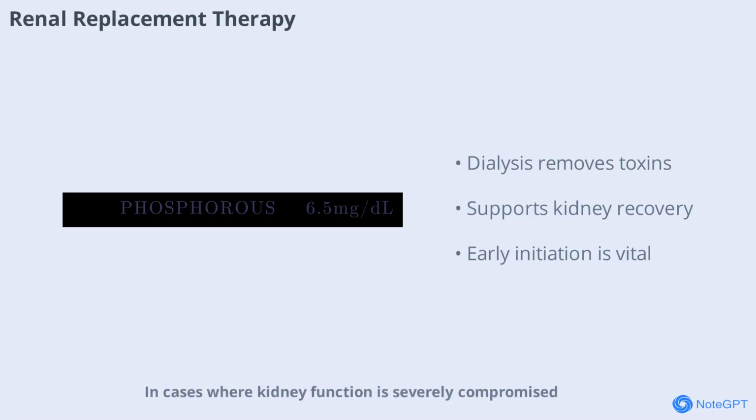In cases where kidney function is severely compromised, renal replacement therapy such as dialysis may be necessary. This intervention helps remove excess potassium, phosphate, and uric acid from the blood, supporting the body's recovery. Early initiation of dialysis can be life-saving in patients with severe tumor lysis syndrome.